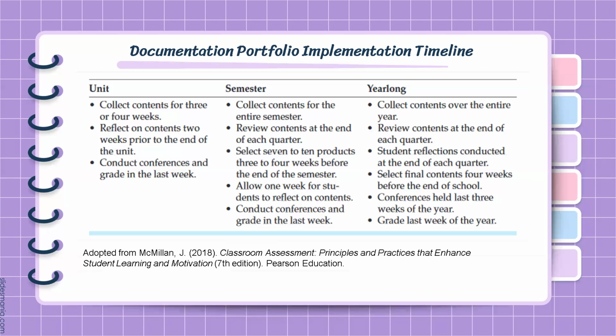For year-long activities, we can have students collect contents over the entire year, review contents at the end of each quarter, and conduct reflections at the end of each quarter. We select final contents 4 weeks before the end of the school year, hold conferences in the last 3 weeks of the year, and grade the work of the students in the last week of the school year.